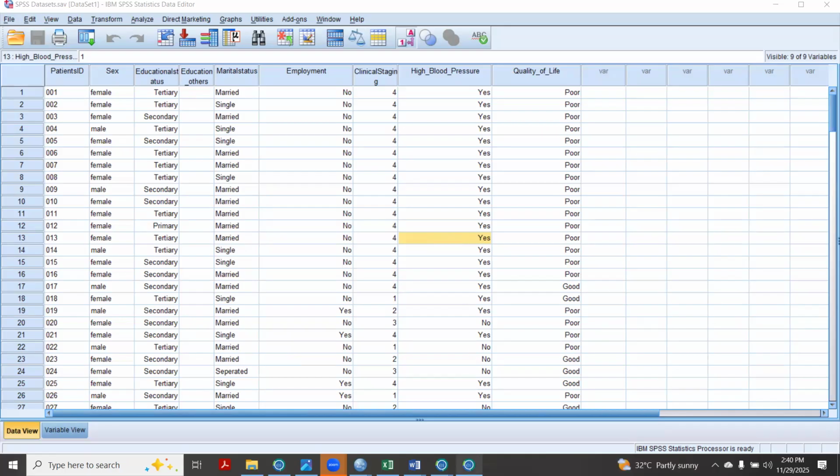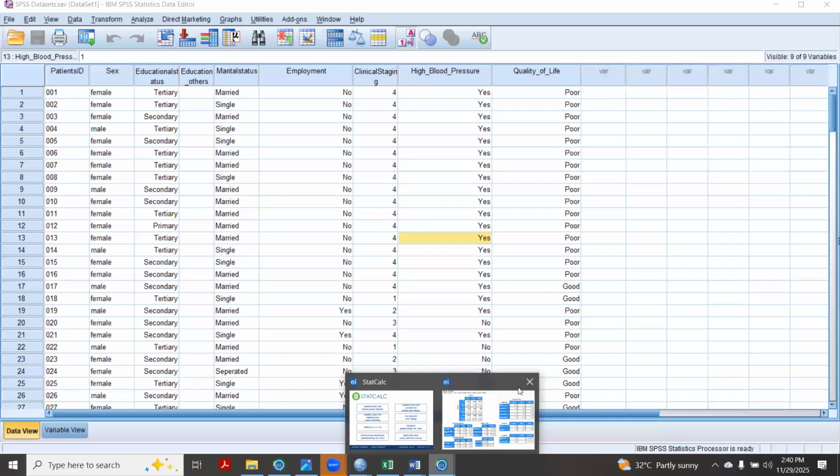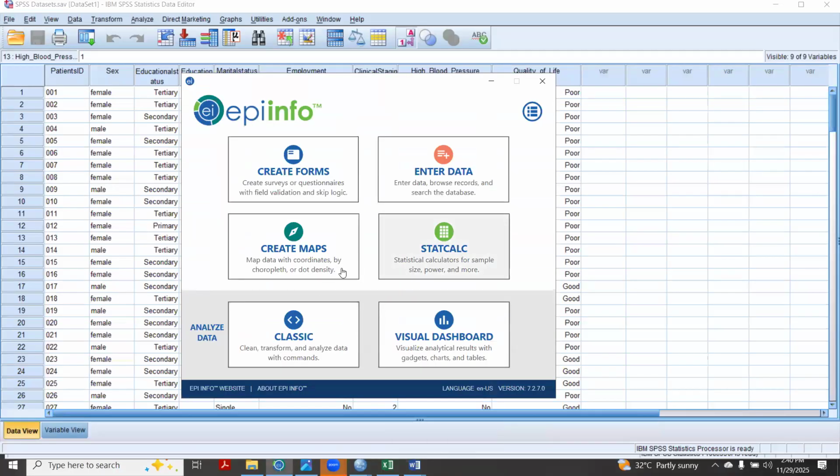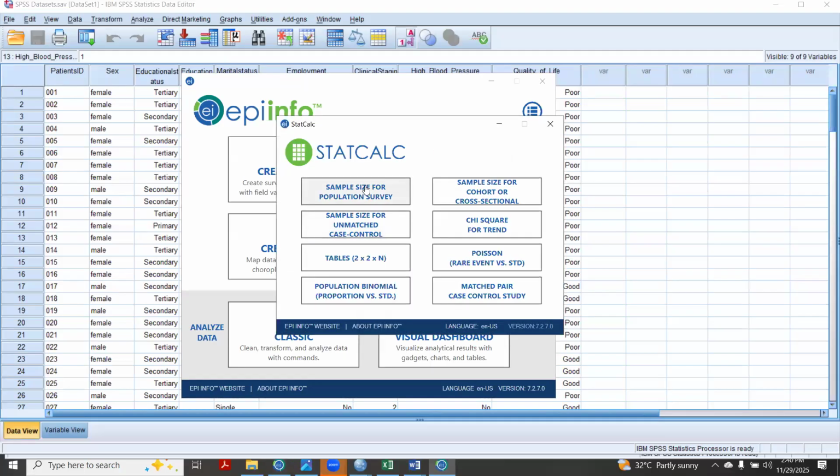All right, so you can calculate sample size using Epi Info. You come to start calc, the same place, start calc. So the first sample size is sample size for population survey. If you want to calculate sample size for population survey, you come to this first part.